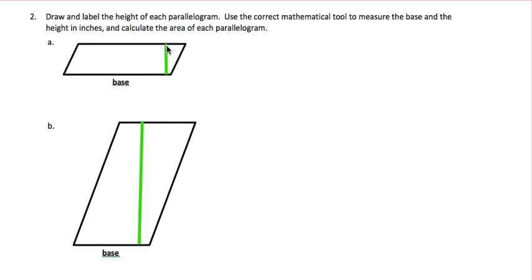Some common ways that you could make this line perpendicular to the base would be to use the corner edge of a sheet of paper. The corner edge of a sheet of paper is always 90 degrees. So if you laid one side of the paper along the base, with the rest of the paper facing up, you would be able to see exactly where that line needs to hit the base, and then extend your line with a ruler. Same thing here.